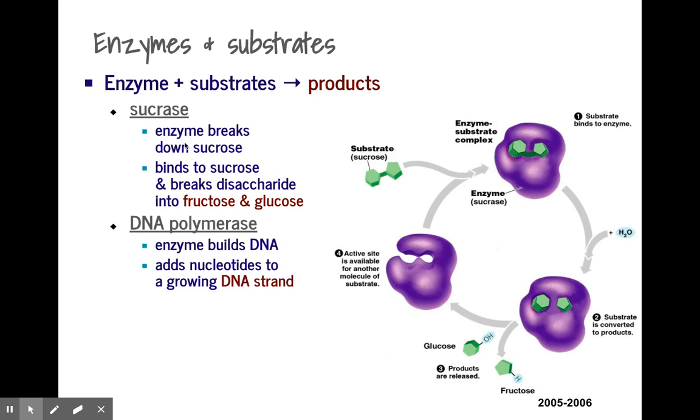Sucrase is the enzyme that breaks down sucrose. It binds to sucrose and breaks the disaccharide into fructose and glucose. DNA polymerase is an enzyme that builds DNA, and it adds nucleotides to a growing DNA strand. So we have enzymes that break things apart and we have enzymes that put things together.